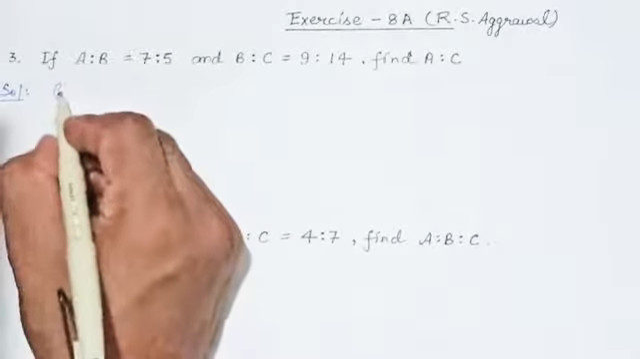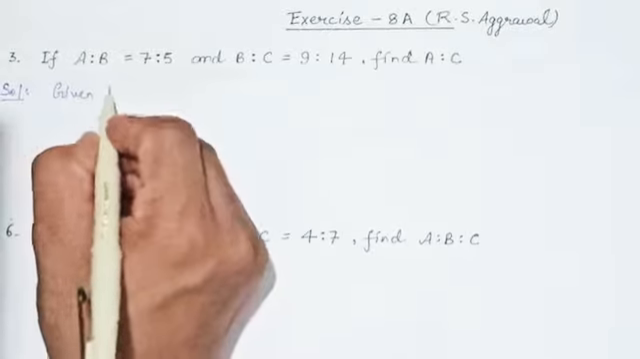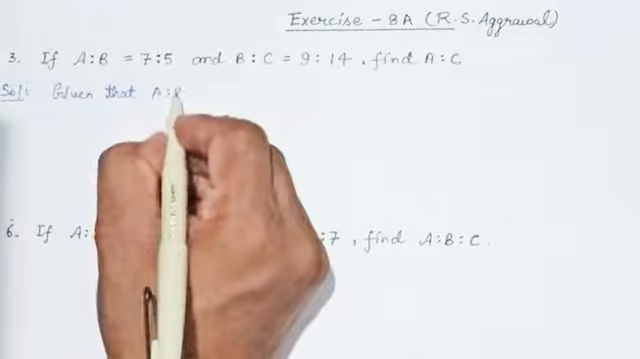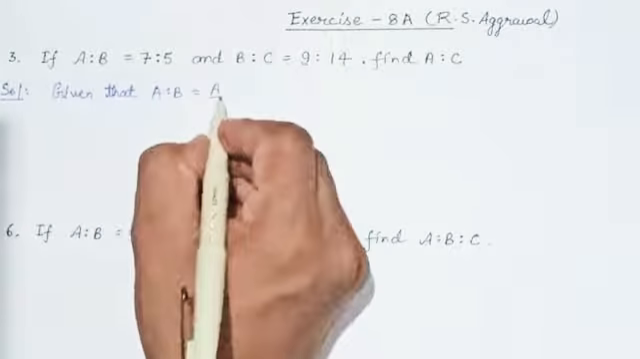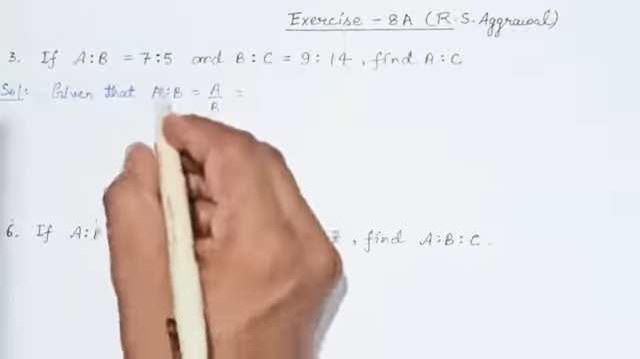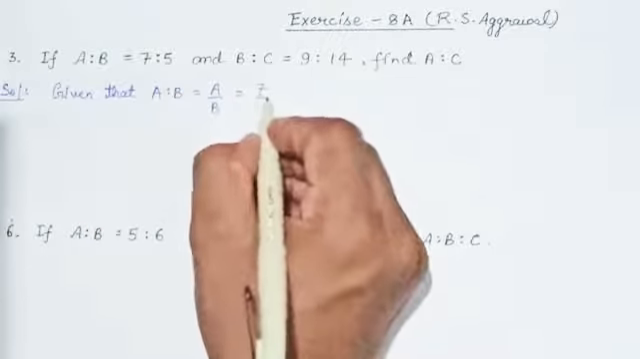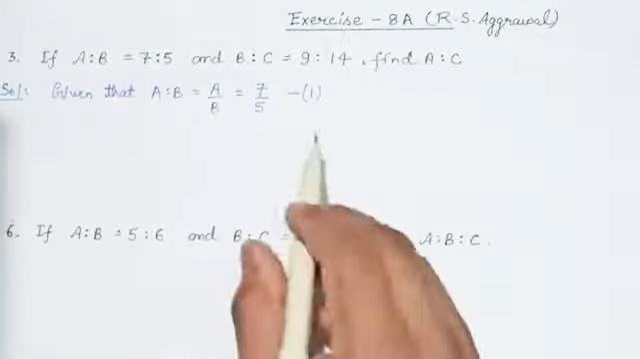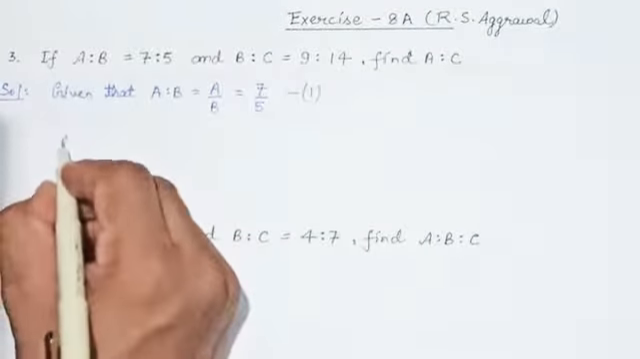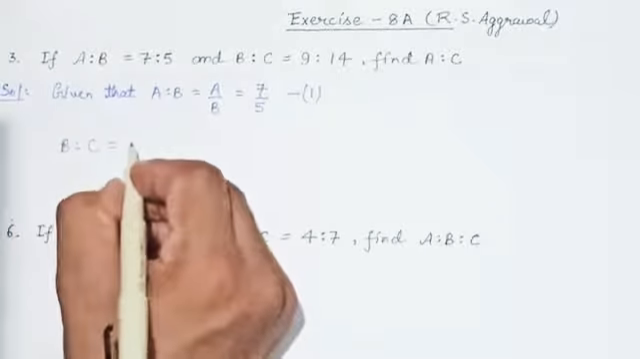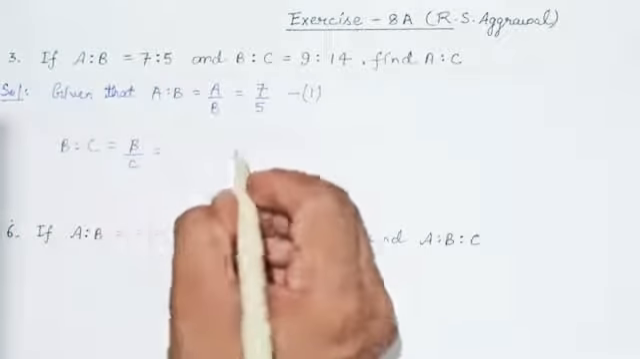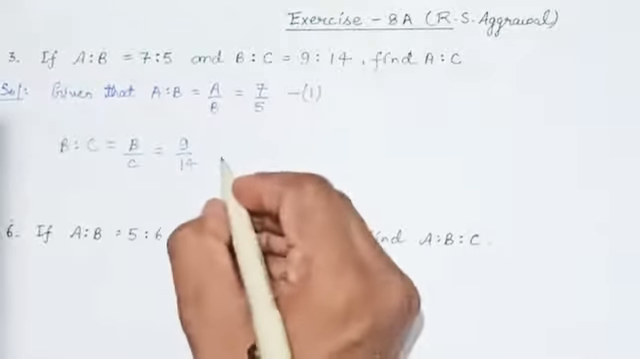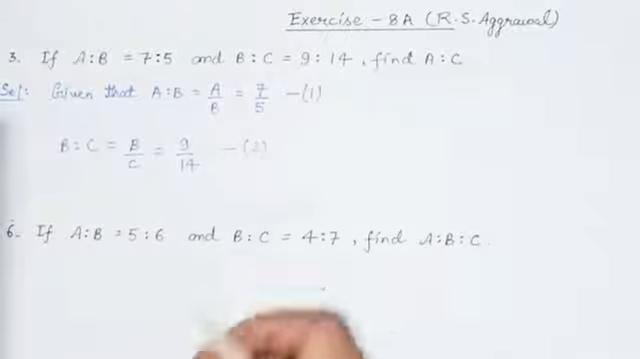So here we have given that A is to B, that is A divided by B equals 7/5. Let us say this is equation 1. And again given that B is to C, that is B divided by C equals 9:14. Let us say this is equation number 2.